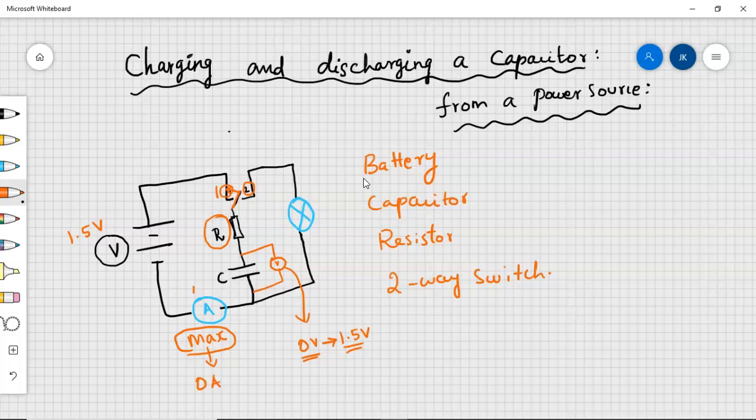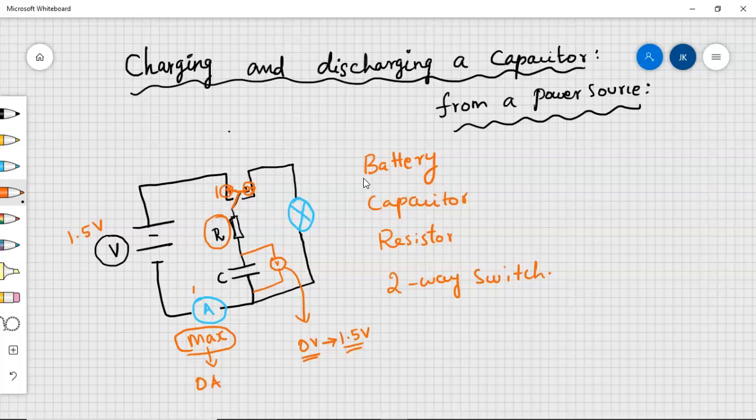Now you can switch to the second edge. You can release from number 1 and connect it to number 2. Now what happens? The second circuit is activated. Here the battery is not part of the second circuit. In the second circuit there is a capacitor, a resistor and a bulb.